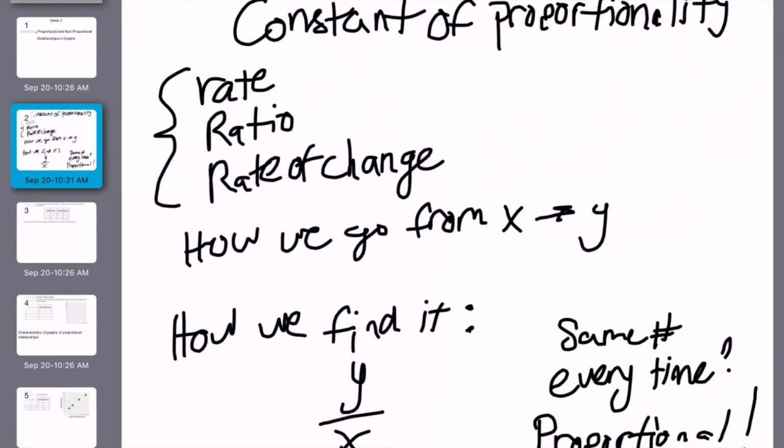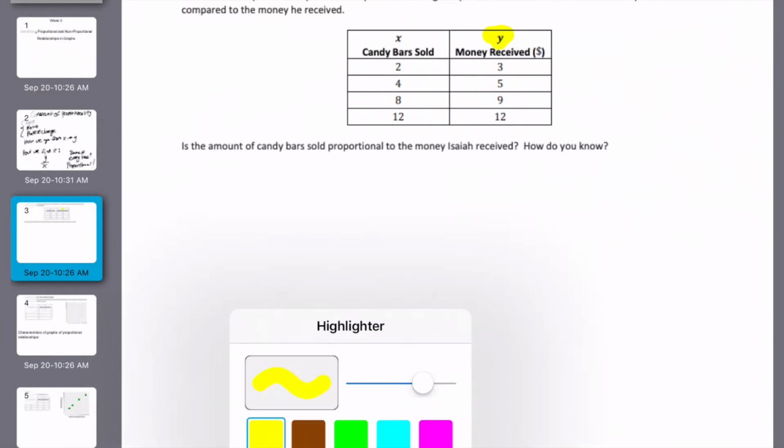So let's use this information in order to try to figure out how can we tell if a graph is proportional. But first, we're going to start off with an actual table. So Isaiah sold candy bars to help raise money for his scouting troop. The table shows the amount of candy he sold compared to the money he received. They want to know, is the amount of candy bars sold proportional to the money Isaiah received? So I can see they already nicely labeled my Y and my X's here for me. So again, all I have to do is Y over X every time to see if I get the same thing. So I have 3/2.